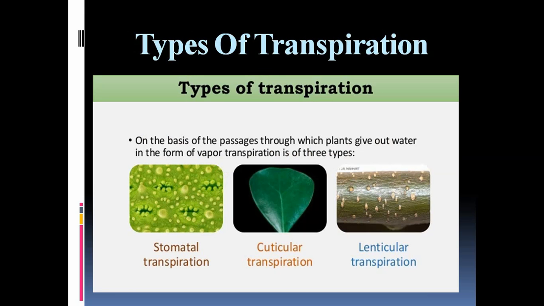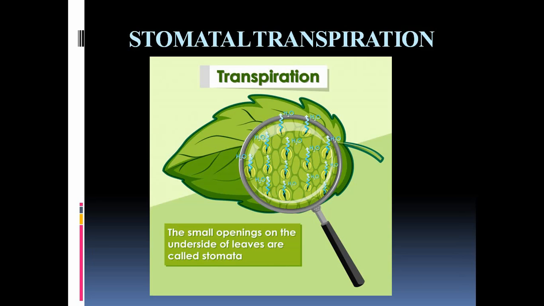Next we come to types of transpiration. How do we classify transpiration? On the basis of the passages or outlets through which the plant is releasing water in the form of vapor, transpiration is of three types. They are stomatal transpiration, cuticular transpiration and lenticular transpiration.